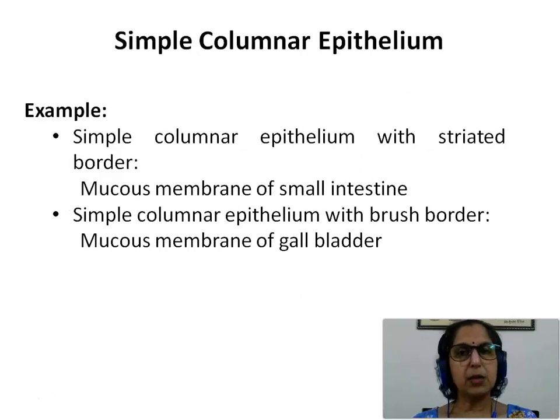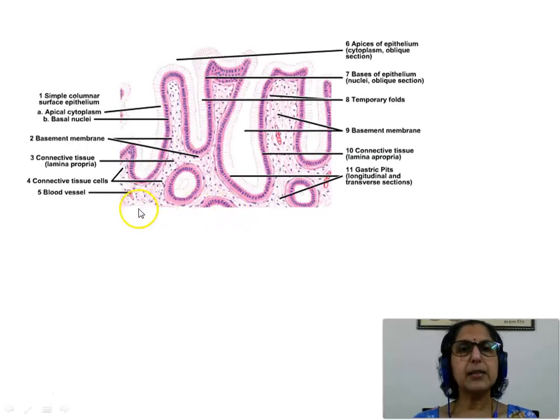Simple columnar epithelium with striated border is seen in the mucous membrane of the small intestine. And simple columnar epithelium with brush border is seen in the mucous membrane of the gallbladder. Here we see a picture of the gallbladder showing us the simple columnar epithelium, and this epithelium also has a brush border. So these are tall columnar cells, simple columnar epithelium.